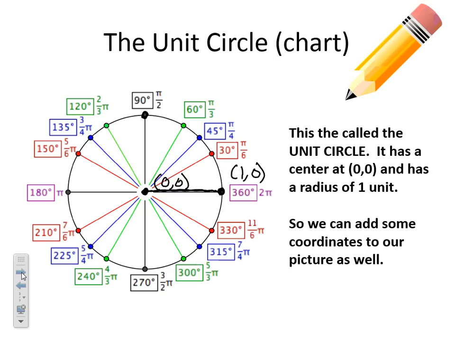Now we're also going to make one at 90. So we go up 1. So we go 0, 1 because we don't go left or right at all, we just go up 1. Next one is going to be at 180. We went left 1, so it's going to be negative 1, 0. And the last point we're going to put on is 270. We went down 1, so it's 0, negative 1. Please make sure you have all 5 of these points on your unit circle.